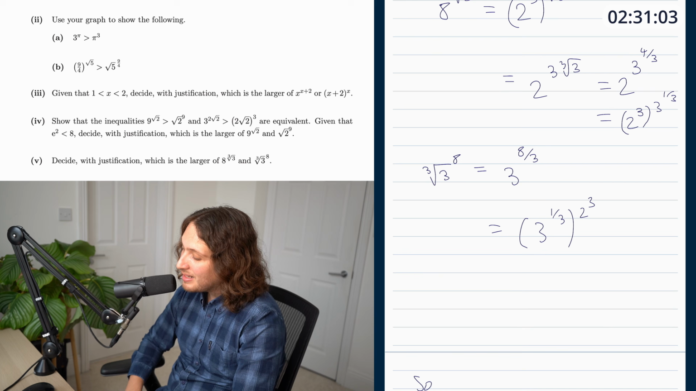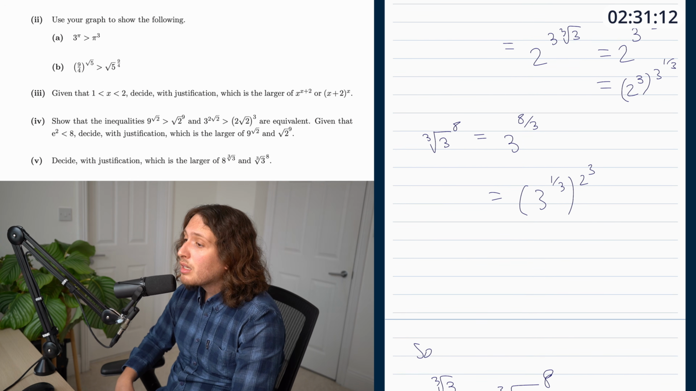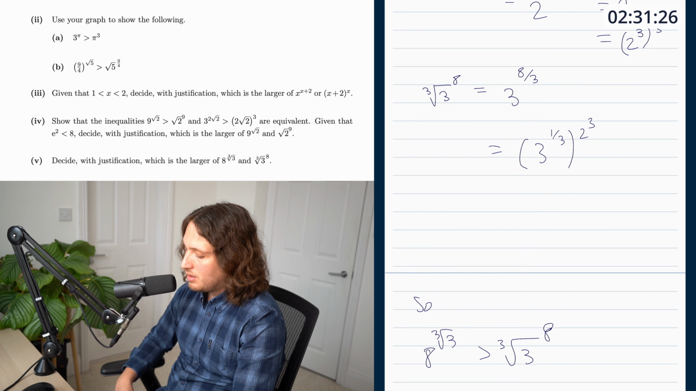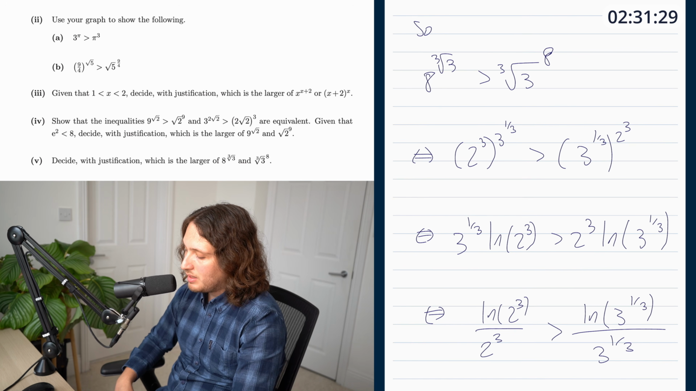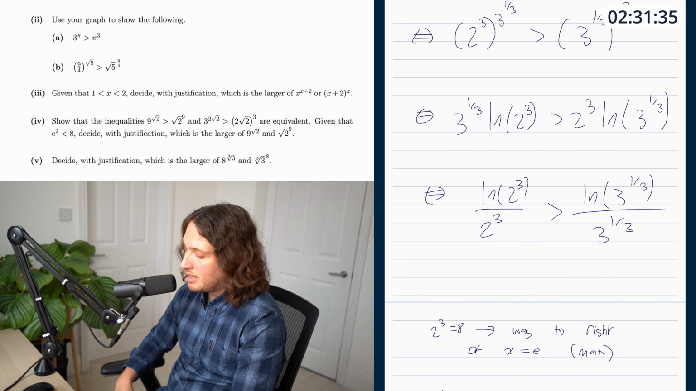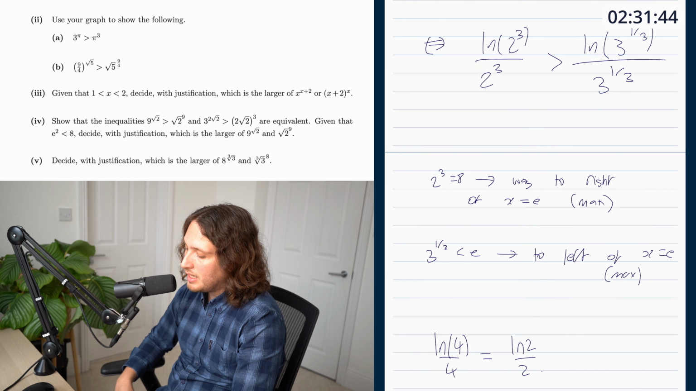It's driving me mad. 2 cubed to the 3 to the third is 2 to the 3 times 3 to the third, which is 2 to the 3 to the 4 thirds. That's fine. Cube root 3 to the 8 is 3 to the 8 thirds, which is 3 to the third to the 2 cubed. So that is equivalent to that, is equivalent to that, is equivalent to that. No negative division, so that's fine.